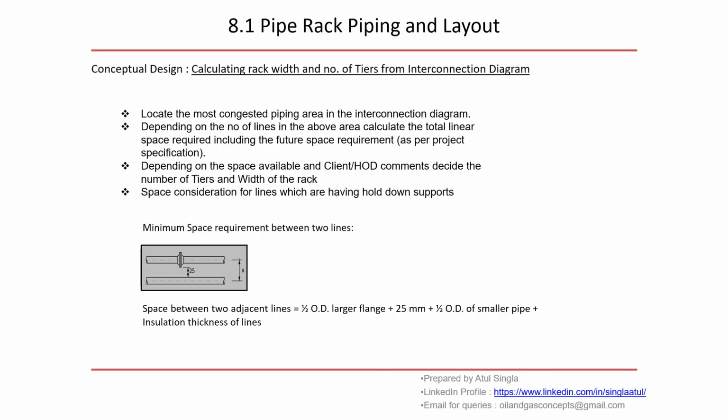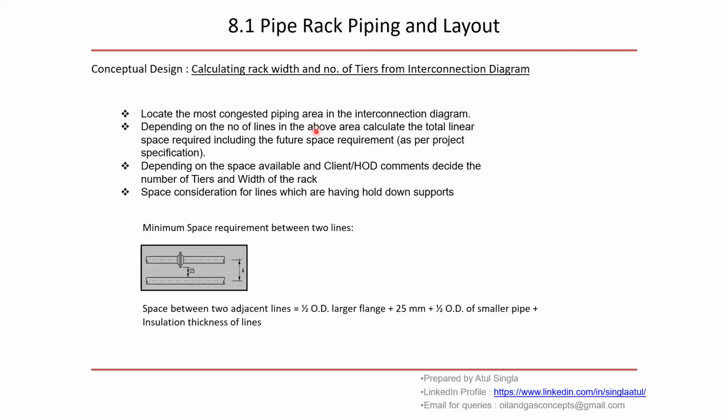So now look at the small section where we are calculating rack width and number of tiers. This is a very conceptual thing where so many stakeholders are already involved. Anyhow, locate the most congested piping area. Now if you see, we have done an interconnecting diagram. We can locate the most congested piping area. This is the first thing to decide the width of the pipe rack.